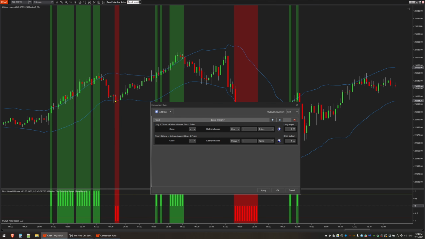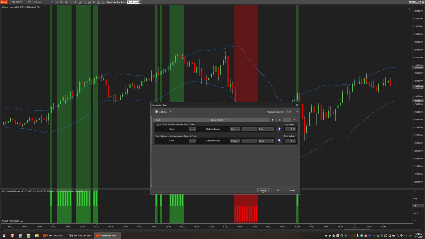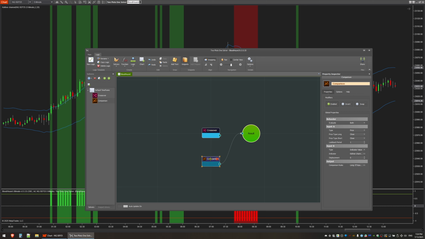Now, if I hit apply, I expect at least one of these signals to disappear, because it was so close. That is definitely not 1 point. So let me hit apply. Okay, so both disappeared. But we kept most of them. We just wanted to add that extra rule saying it's got to go a little bit beyond the line. Okay. So that's why I tend to use the comparison solver over the crossover, because we have a little bit more control.